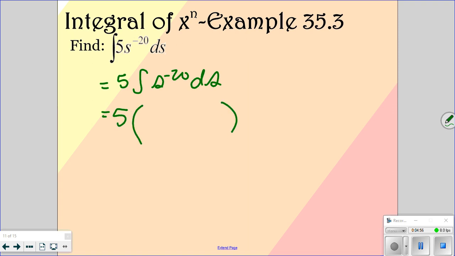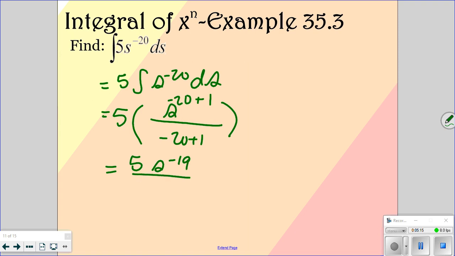So our formula says that we take s to the negative 20 and we add 1 to the exponent. And we divide by negative 20 plus 1. So that's going to be 5s to the negative 19 over negative 19. So I'm going to put the negative out front, and then plus c.